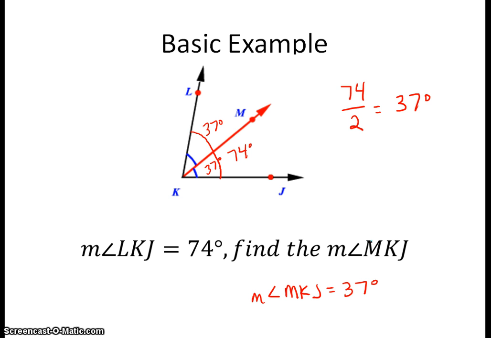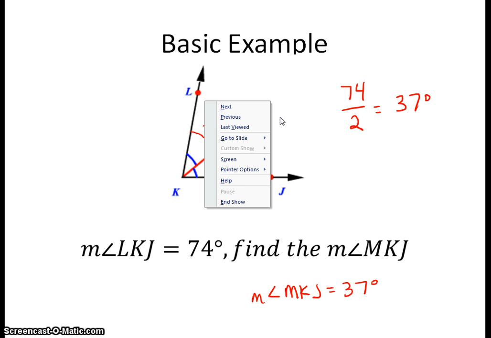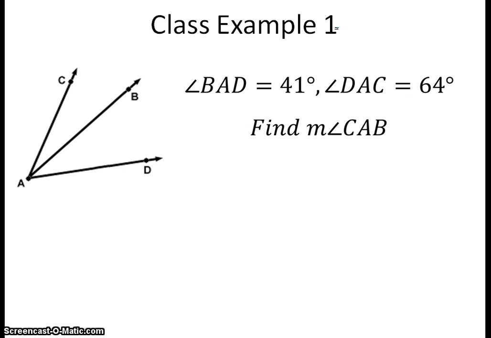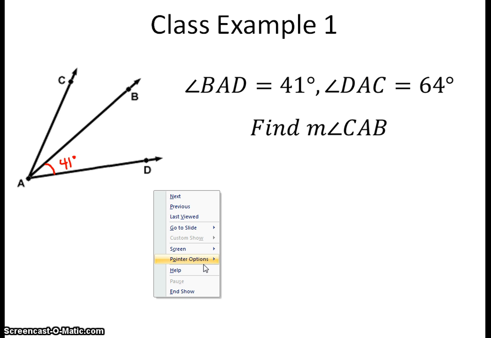Alright, so now we're going to move into the class examples and the student examples. There are 4 class examples and I believe 3 student examples. Alright, so class example number 1. It says that angle BAD is 41 degrees. So I'm going to label that. This angle right here is 41 degrees. And then it says angle DAC is 64 degrees.